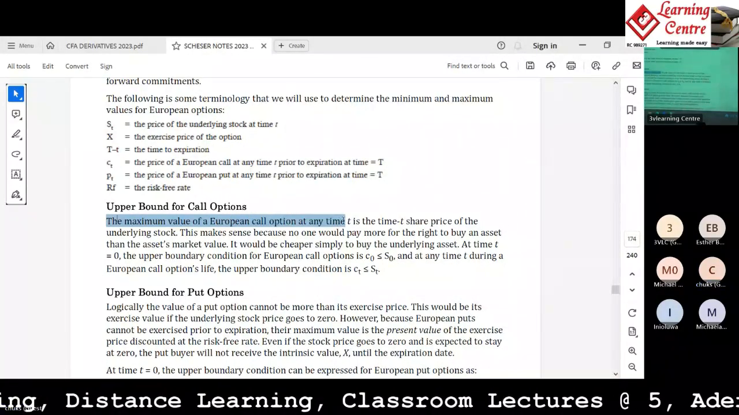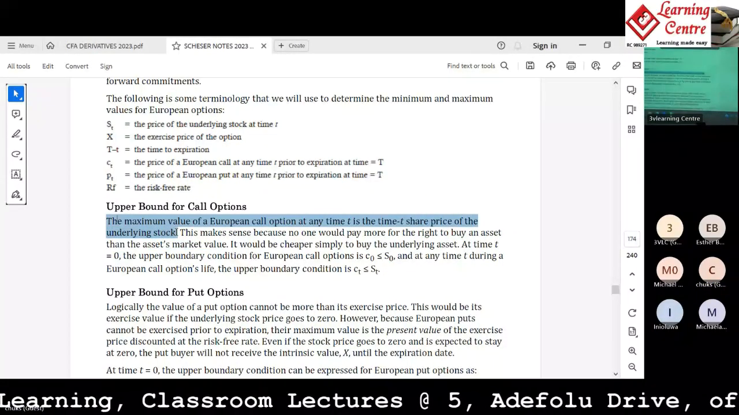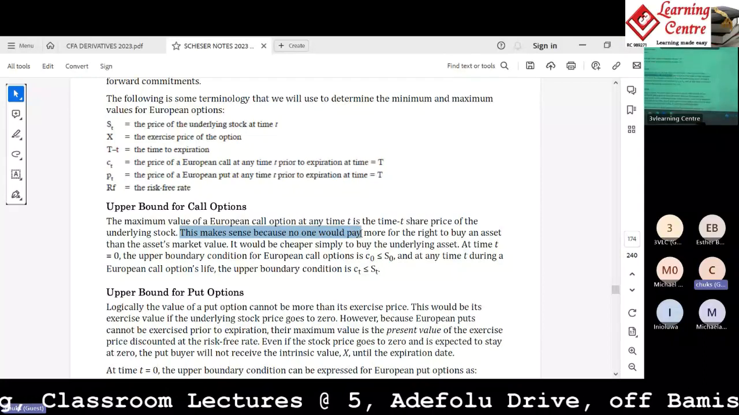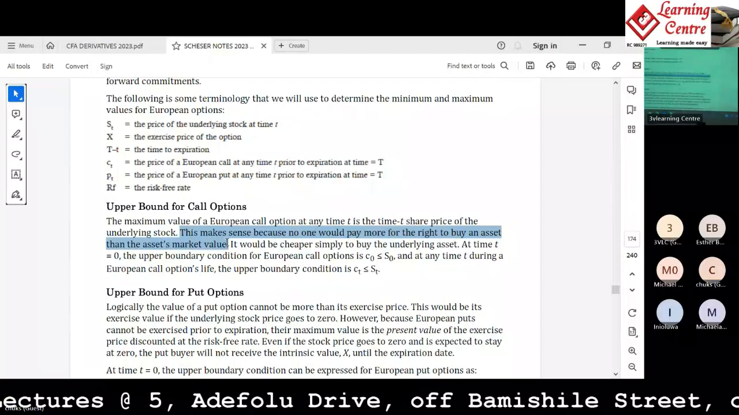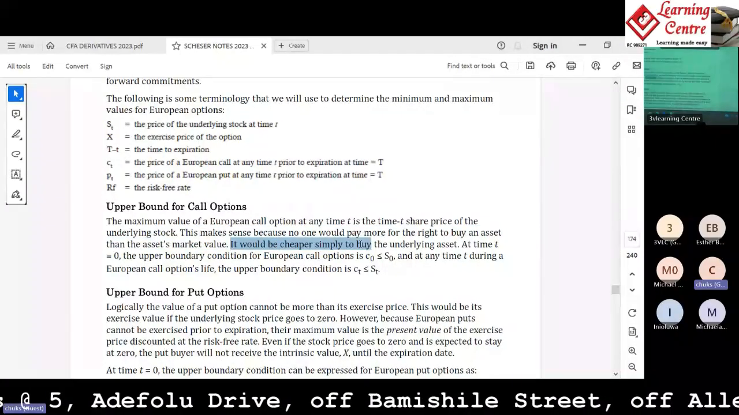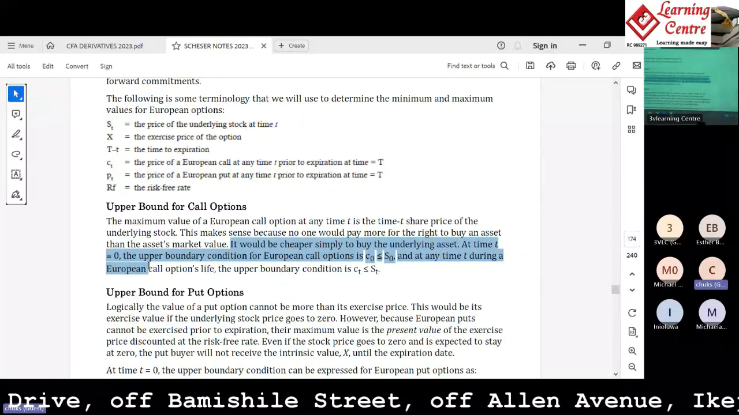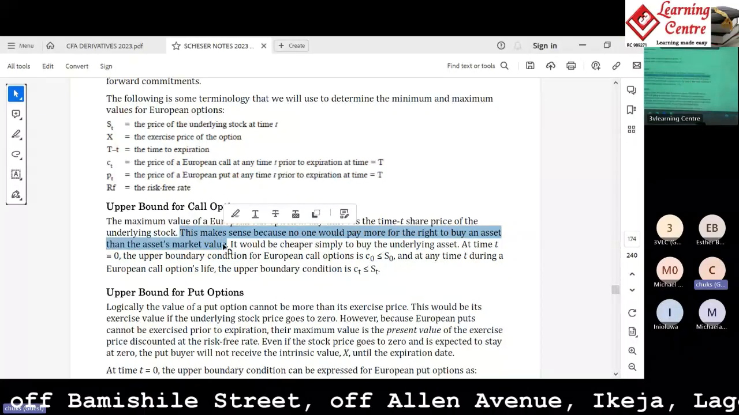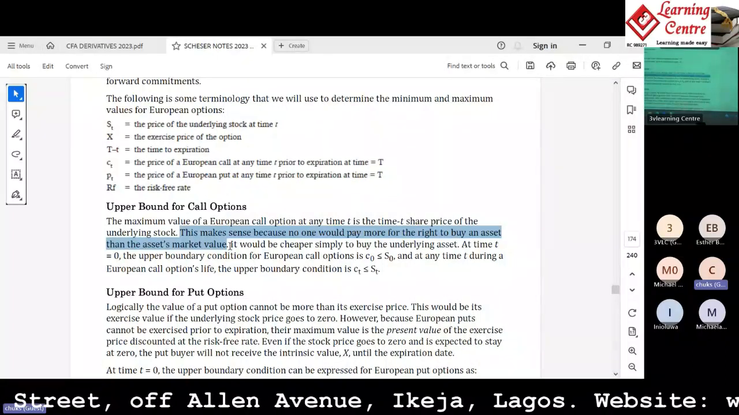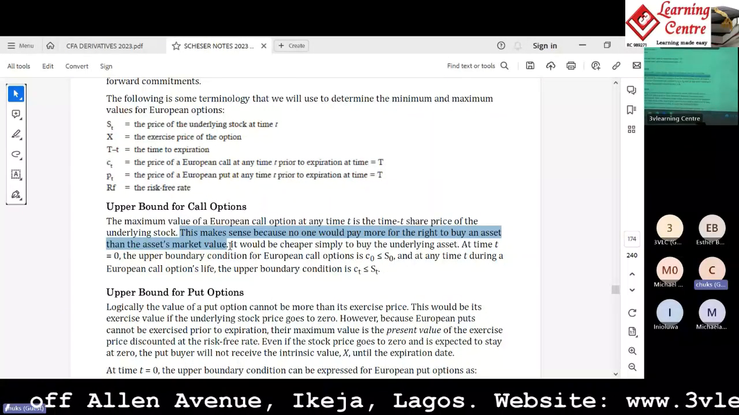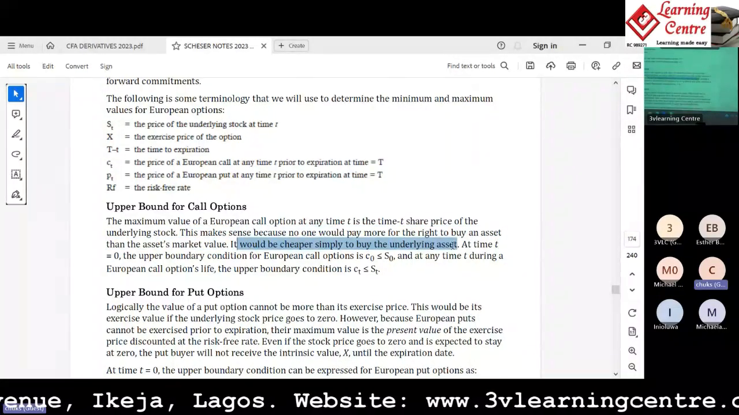at any time T is the share price of the underlying stock. This makes sense because no one will pay more for the right to buy an asset than the asset's market value. It will be cheaper simply to buy the asset itself. At time T, what does that mean? Am I going to exercise my call option, or leave the call option and go and buy the asset directly? If the asset is cheaper than the call option, then I'll just go and buy the asset. That's what this is saying. That's why it will be cheaper simply to buy the underlying asset.